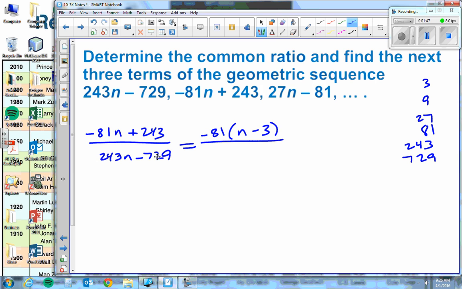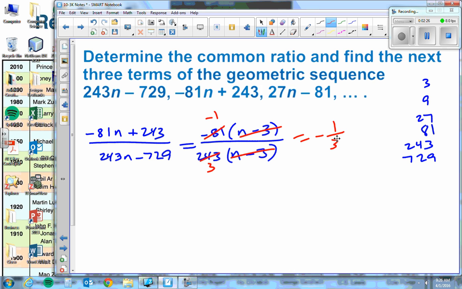Here, the common factor is what, Caleb? 243. And you factor that out, you get n minus 3. So now, what do I cancel, Hayden? What else? Good. What goes in 81 that also goes in 243? 81. How many times does 81 go in 243? 3 times. Actually, these are all powers, so it's easy. Divide here, you get -1. Divide here, you get 3. So the ratio is -1/3.